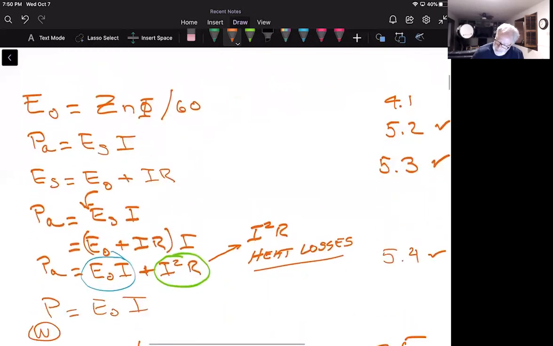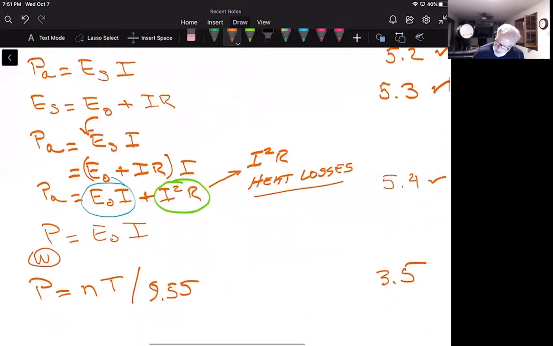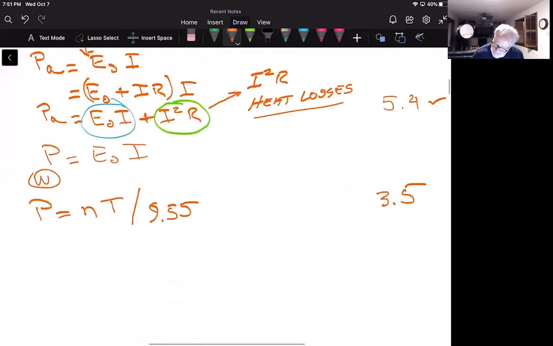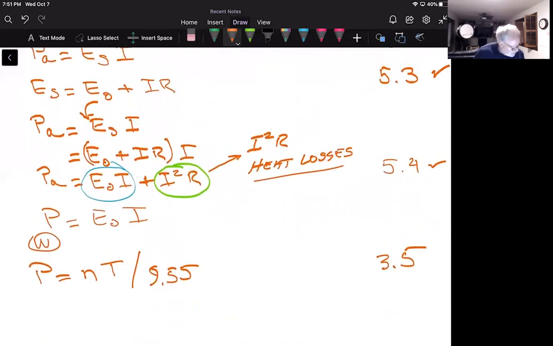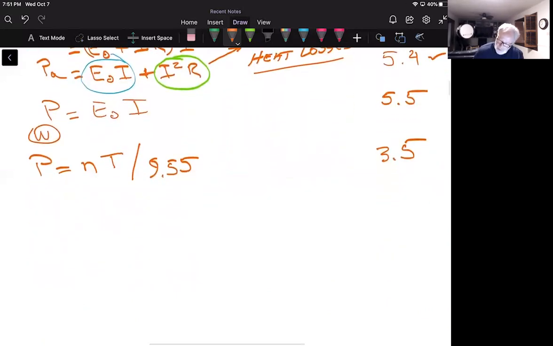4.1, and 5.5. What was 5.5? Oh, I didn't label that. That's this guy right here. If we combine all of those equations, we can come up with something that looks like this. Okay?